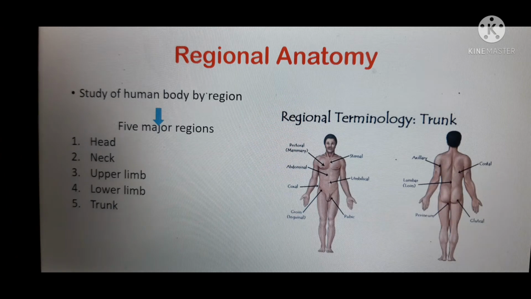The trunk region is further divided into 4 regions. The thorax region, as you can see in the image. The abdominal region, and the back region, and the pelvic region. So the study of a specific region, a specific part of the body, is called regional anatomy.